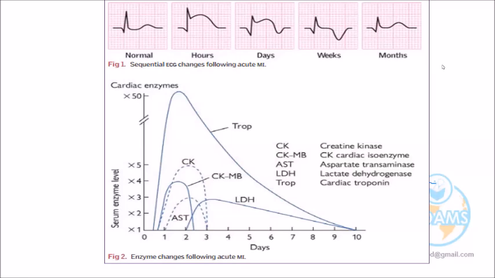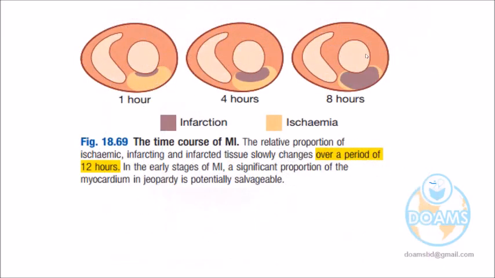This is the answer. Okay. Up to this, the clinical evaluation is enough for you. You see now how the heart muscles are becoming damaged: 1 hour, 4 hours, and 8 hours like that. It takes almost 8 hours to have an infarcted area. Here the ischemic area is now becoming a bigger infarcted area.